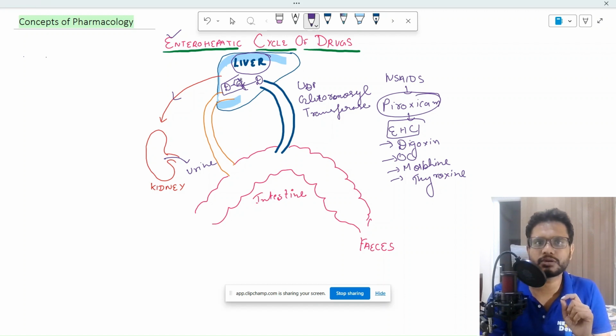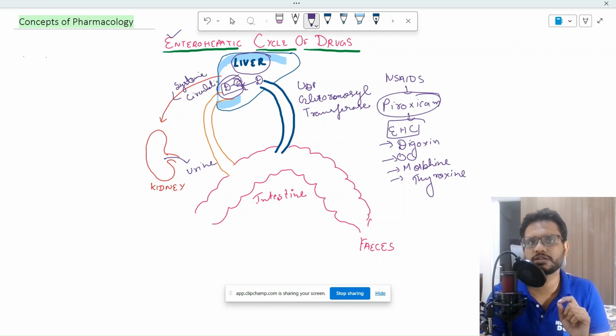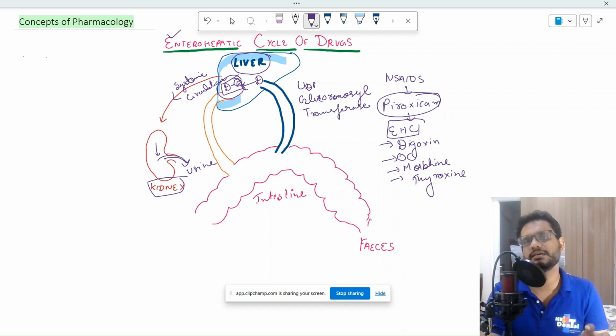Now this drug complex is normally going to the systemic circulation, and through the systemic circulation it will go to the kidney. In the kidney it will be soluble and filtered out, and go out through the urine. But in the case of enterohepatic circulation, what happens is that cycling of the drug takes place.